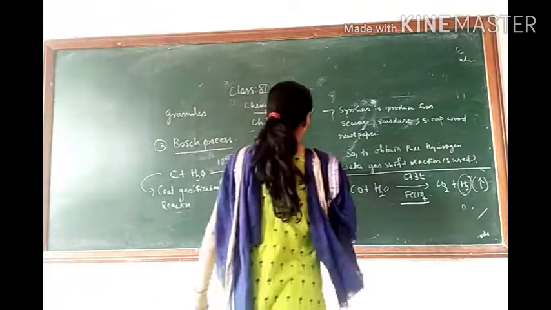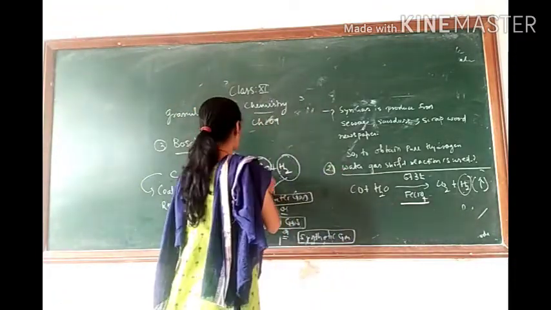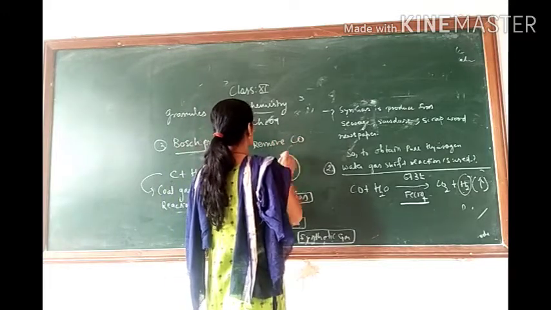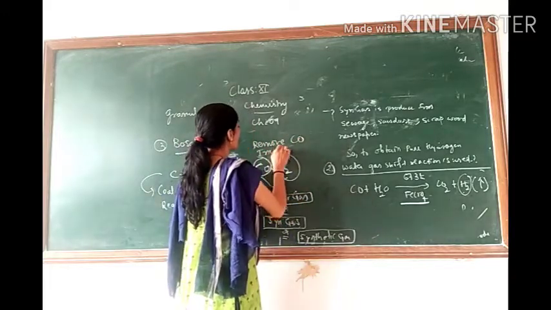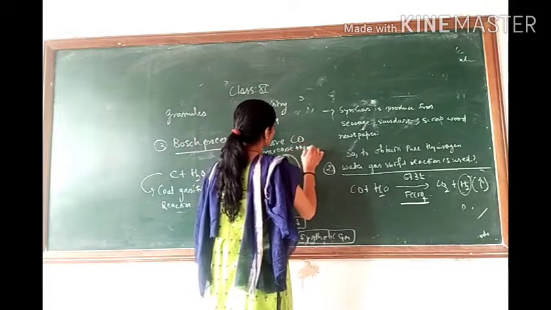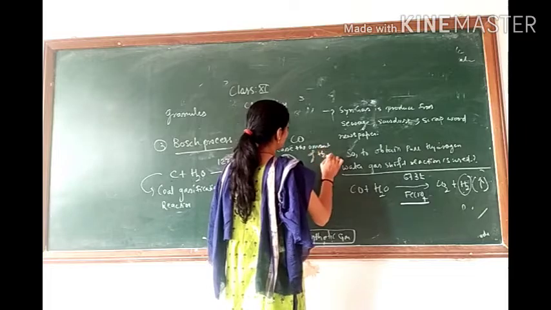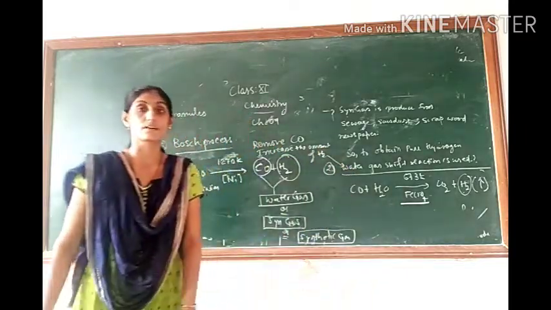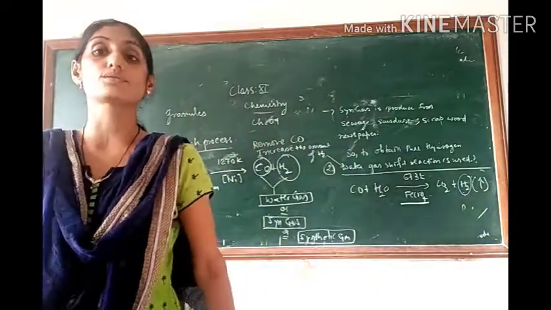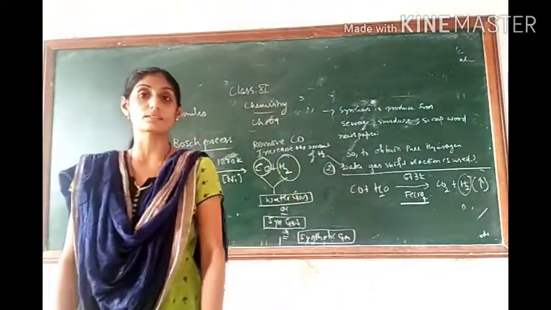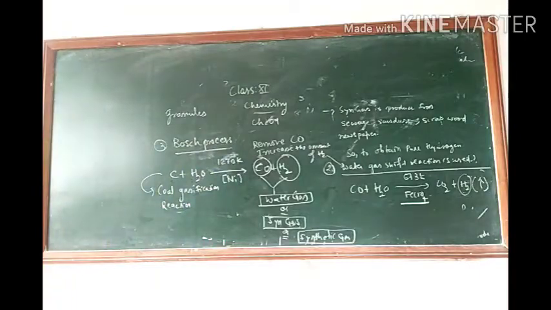Why is this used? Because if we have to remove carbon monoxide, if asked why we are using it, it is to remove carbon monoxide and increase the amount of hydrogen gas. We are using the water gas shift reaction, where we are using iron chromate, and we maintain the temperature at 673 Kelvin. So copy this, then we are moving to the chemical properties of the hydrogen gas.